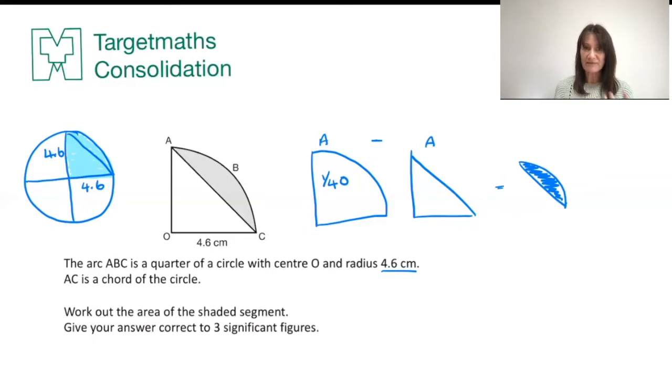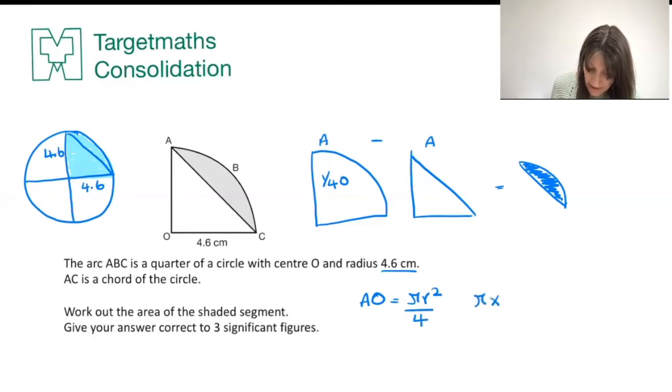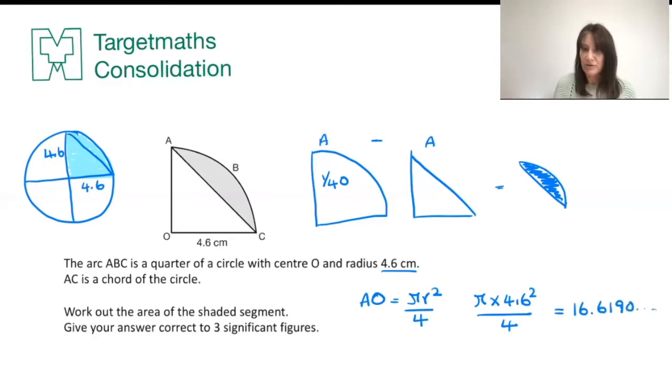So I'm at that stage. I've digested what needs to be done. So the first thing I'm going to do is find the area of the quarter circle. Okay. So area of a full circle is pi r squared. I only want a quarter of it, so I'm going to divide that by 4. So pi times the radius, which is 4.6, squared, and I'm going to divide that by 4. That's going to give me a result of 16.619, and on it goes.